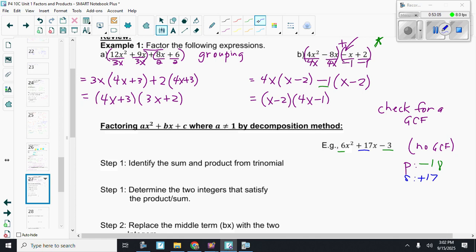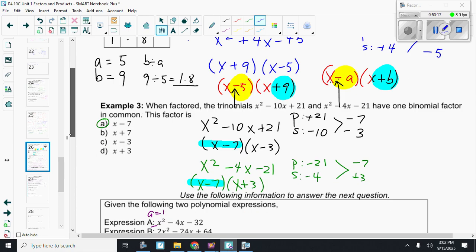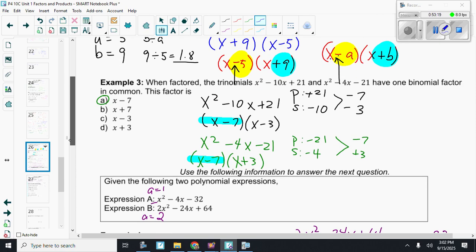Okay, so the product has changed just slightly. It's the first and the last term multiplied together. You know what? When we did product sum, I'm just going to change my page here for a sec. Okay, just look at this example that we've already done.